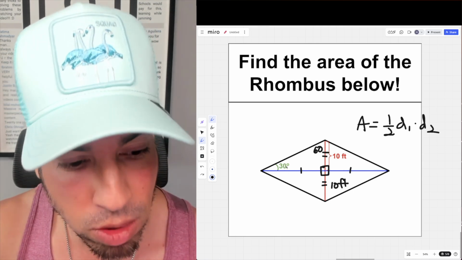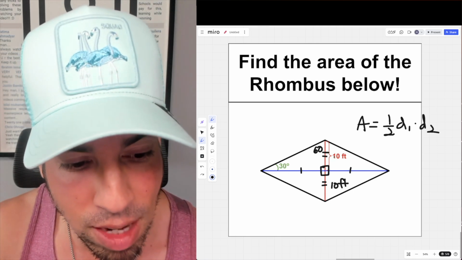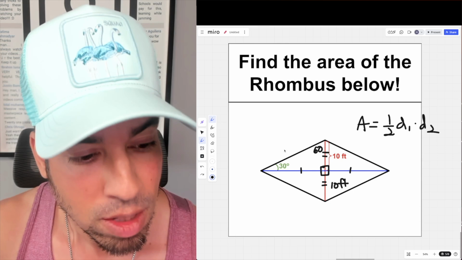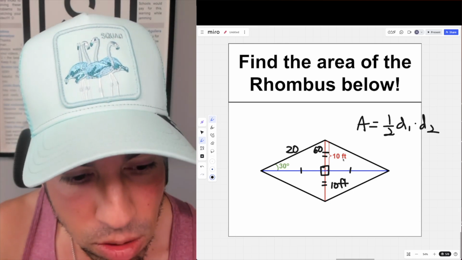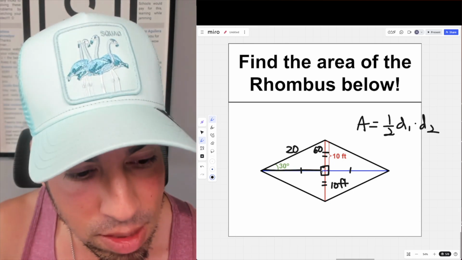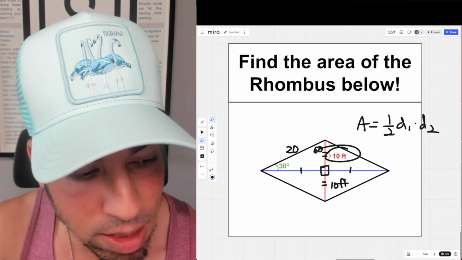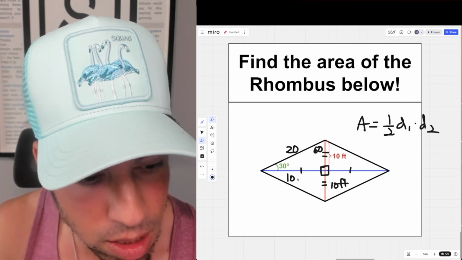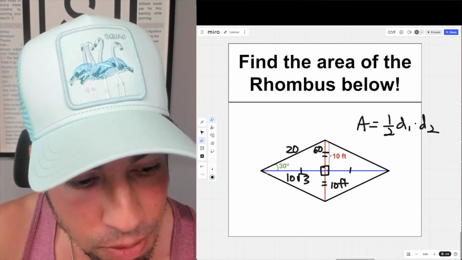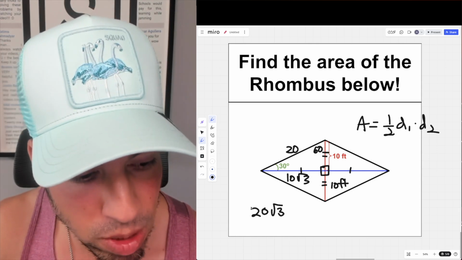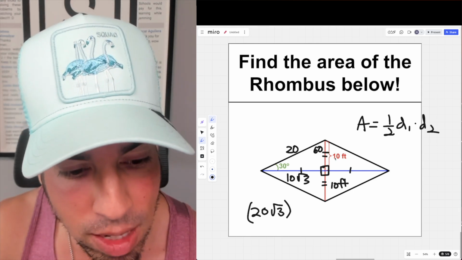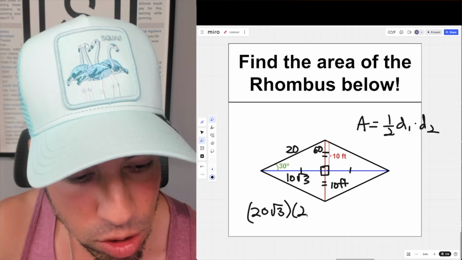First of all, being a 30, 60, 90, if this side up here is 10, this side here on the outside, not that we need it, the hypotenuse, is double the little side, the little leg, and this side down here is going to be this 10 times radical 3, so 10 square root 3. That means the full diagonal in blue is 20 radical 3. That means the full diagonal in red is 10 plus 10, which is 20.